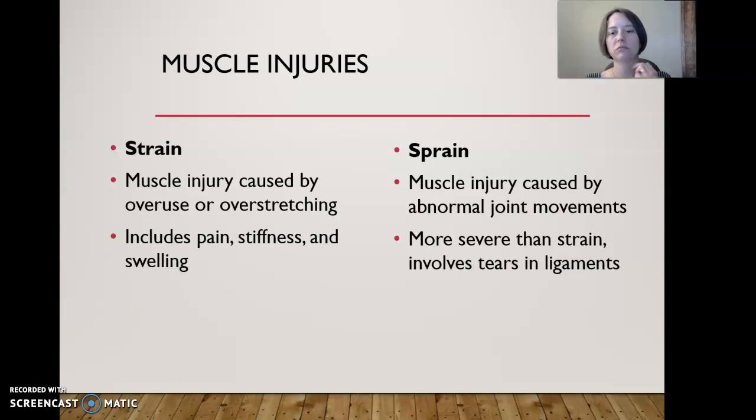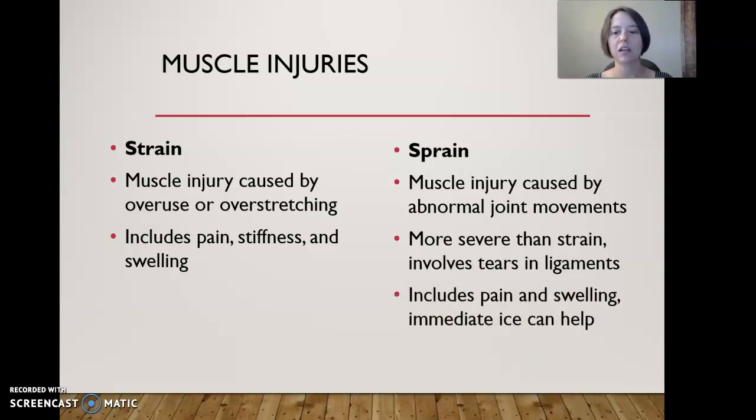So usually you have to ice it. Both of them can cause pain and stiffness and swelling. And then ice will help both of them, particularly the sprain. You want to get ice on right away to help with the swelling, because you're probably going to have more swelling with the sprain because you have those little tendon and ligament tears. So nothing your body can't fix if it's a sprain. It probably will just hurt.